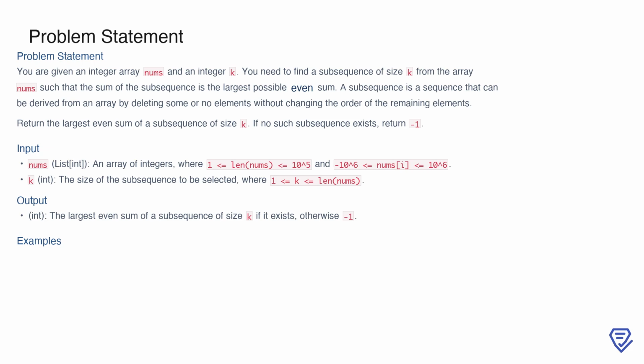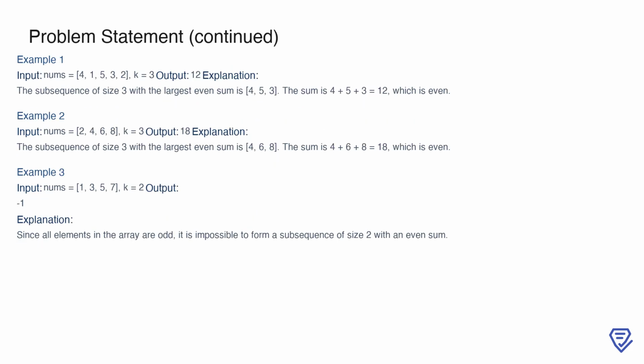if it's not possible. For example, let's consider the first scenario where nums is 4, 1, 5, 3, 2, and k is 3. Here, the subsequence 4, 5, 3 gives the sum 4 plus 5 plus 3 is equal to 12, which is even and the largest possible even sum for a subsequence of size 3. So, the output is 12. In the second example, nums is 2, 4, 6, 8, and k is 3. The subsequence 4, 6, 8 results in a sum of 4 plus 6 plus 8 is equal to 18, which is even and the largest possible sum for this case, so the output is 18.